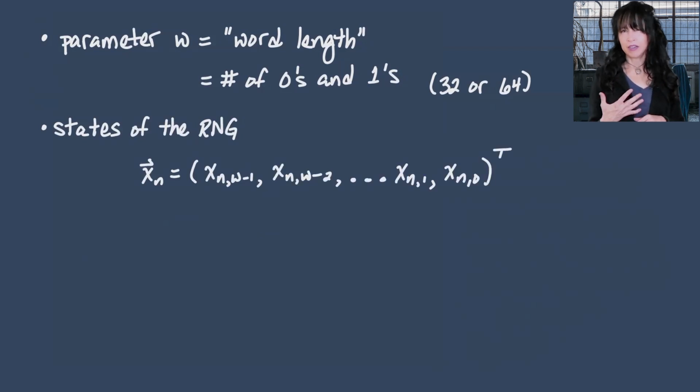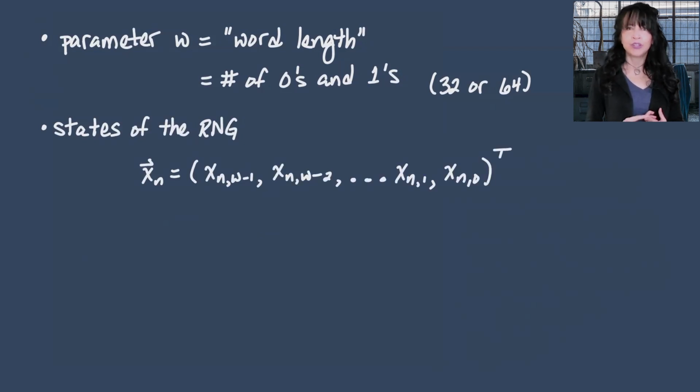So it's going to be a column vector transpose, and I need something to call the components of this vector. So you might think, as a mathematician, xn1, xn2 up through xnw, but there's two things we do a little differently here that come from computer science. One is zero-based indexing, so we're going to start with 0, not 1.